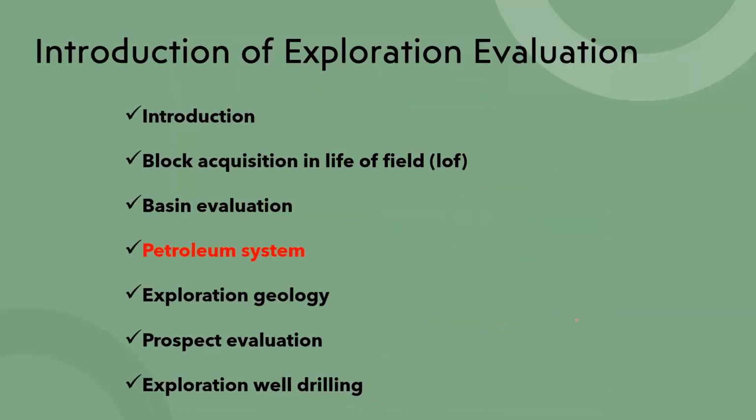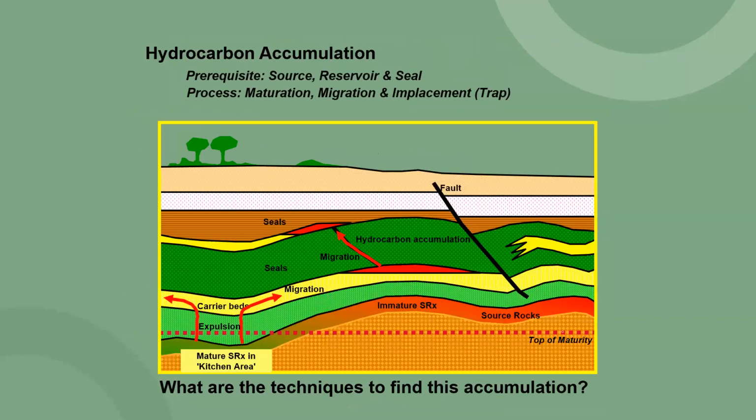Now let's look at the petroleum system in more detail. In the petroleum system, we have hydrocarbon accumulation. If we are talking about the petroleum system, there are 4 components. As prerequisites, normally we look at the source, reservoir, and seal. Then the process, or the maturation of this hydrocarbon, comes with maturation, migration, and entrapment.